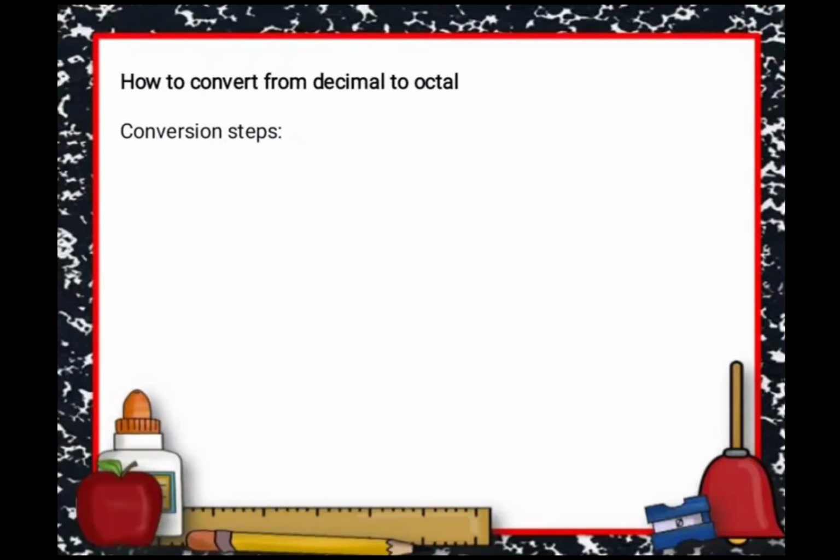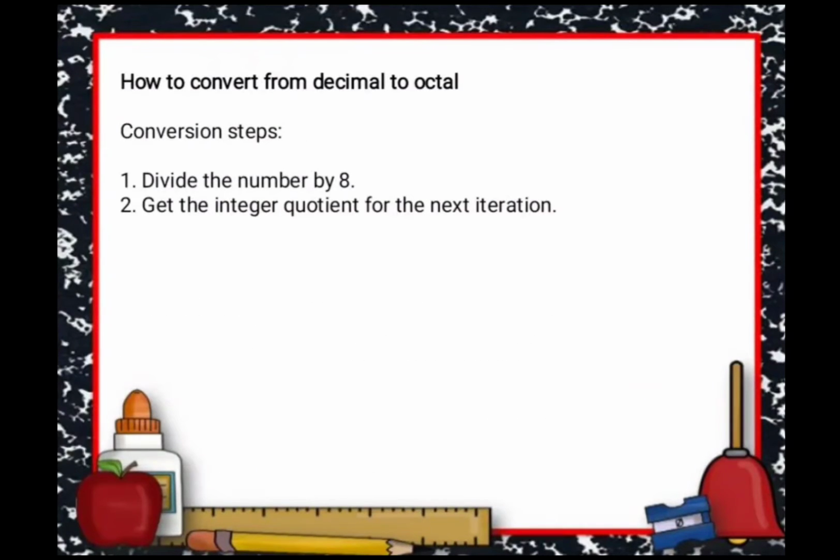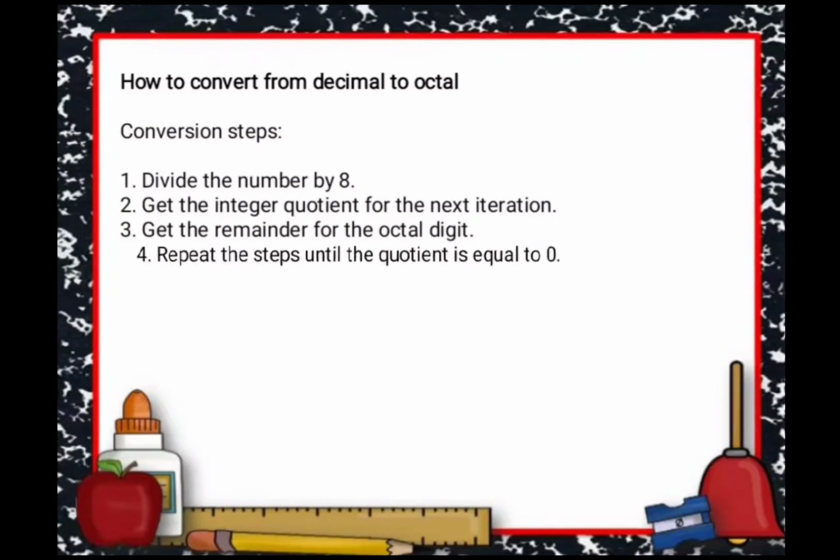Okay, so now I will teach you how to convert from decimal to octal numbers. So here are the conversion steps. First, divide the number by 8. So remember that first step, divide the number by 8. Next, get the integer quotient for the next iteration. Third, get the remainder for the octal digit. The fourth one, repeat the steps until the quotient is equal to 0.